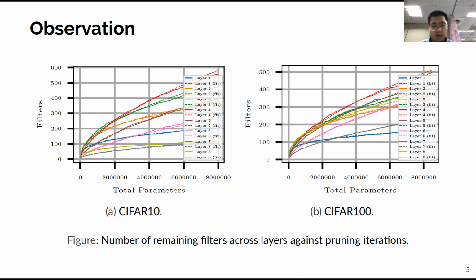Before diving into details, we would like to show that through iterative pruning, the number of remaining filters across layers changes in accordance to the power law function with respect to the pruning iterations. Both plots show the results of applying iterative pruning on VGG11, where the left and the right plot show the result for CIFAR10 and CIFAR100 respectively. You can see that for different datasets, the resulting remaining filters of each layer grow differently.